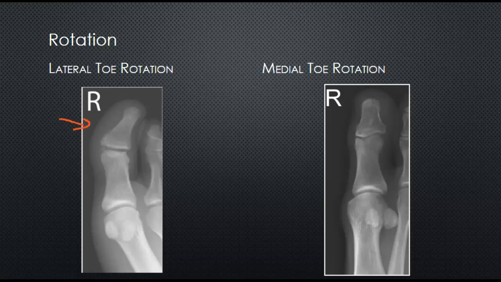Now we have just the opposite on a toe AP axial projection with the toe rotated towards the medial side. You will start to see mid-shaft concavity greater on that lateral side, as you can see here. And you will see that you'll have more soft tissue on that lateral side.